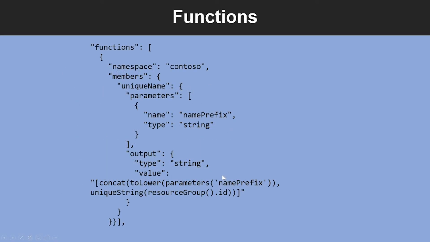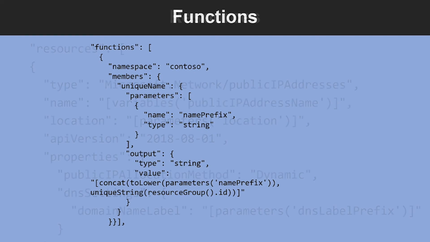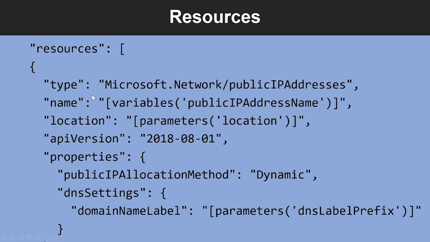What are functions? Functions define procedures that you don't want to repeat throughout the template. This is an example that creates a function to create a unique name that could be used when creating resources that have globally unique naming requirements. The next is resources. This section is where you define the Azure resources that make up your deployment. This is an example that creates a public IP address resource.